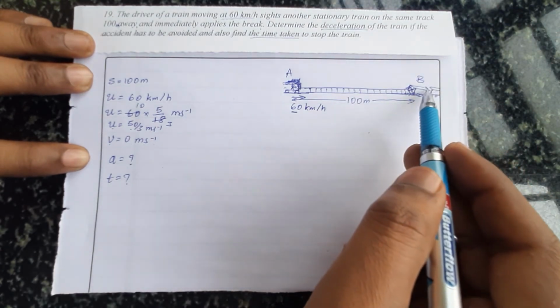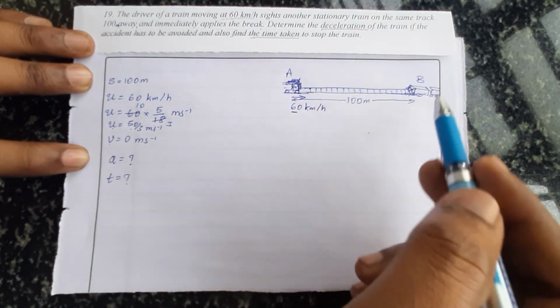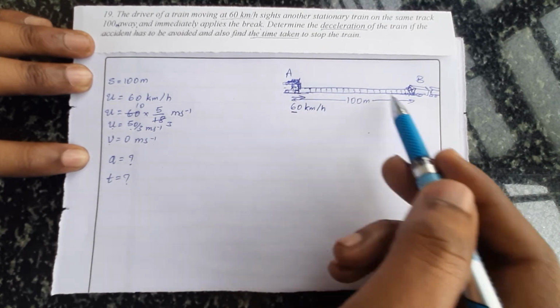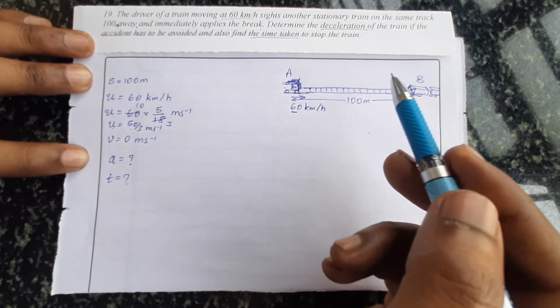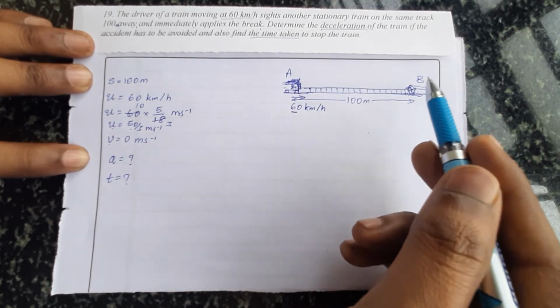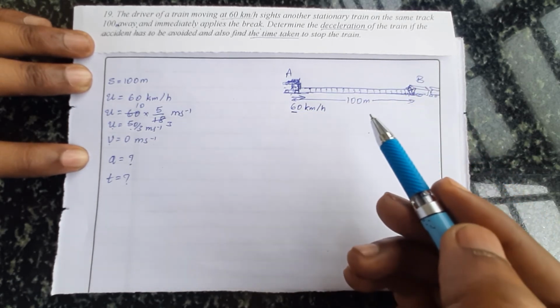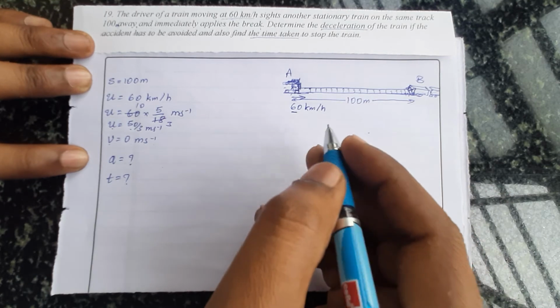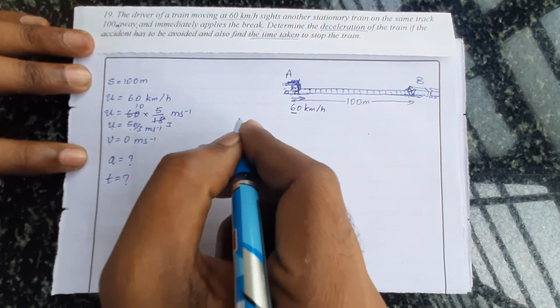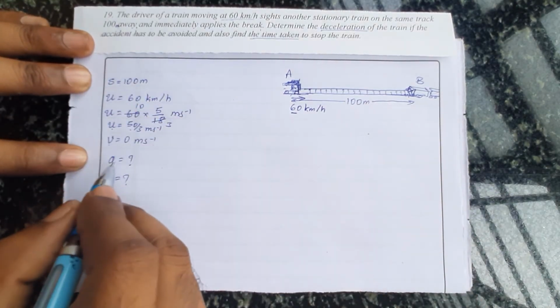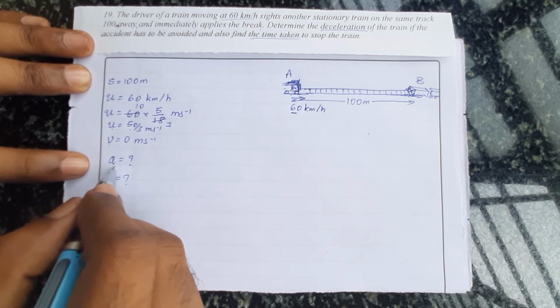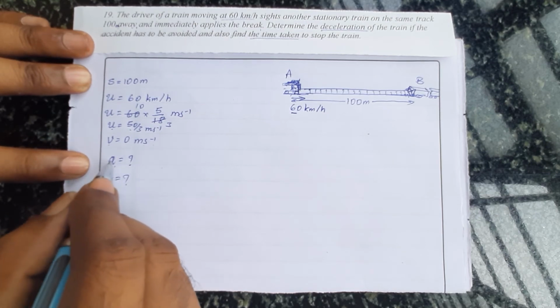Since train B is not moving, this is a simple single body motion. This is not a relative motion. If body B is also moving, then we should have considered this as a relative motion. Clear? Okay. Now we can work for A first and then we shall go for T. How do we get A?